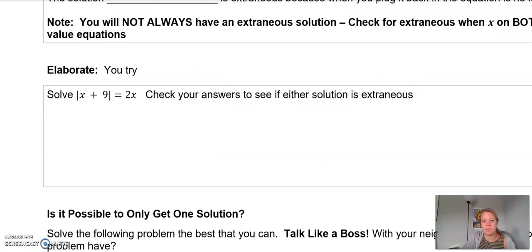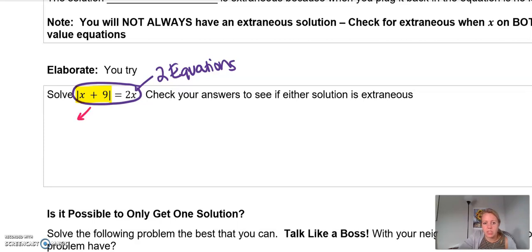Okay, now we're going to look at a little bit different of a problem where now we have an x on the other side, and it's just a number. Whenever you see an x, you can go ahead and write your two equations. My absolute value is isolated, it's by itself. Because that's not really positive or negative right now with the x, we're still going to write two equations. One is x plus 9 equals 2x, and the other is x plus 9 equals negative 2x.